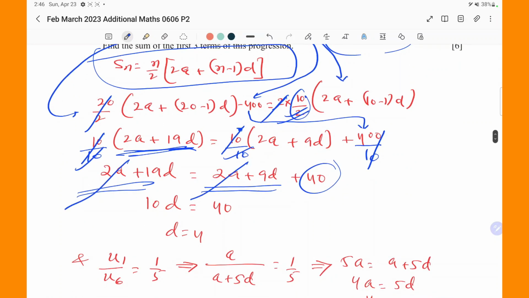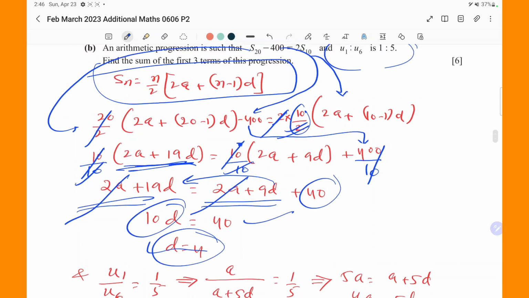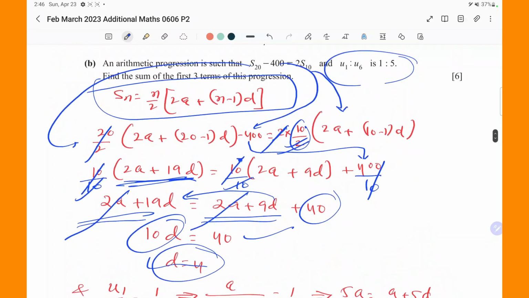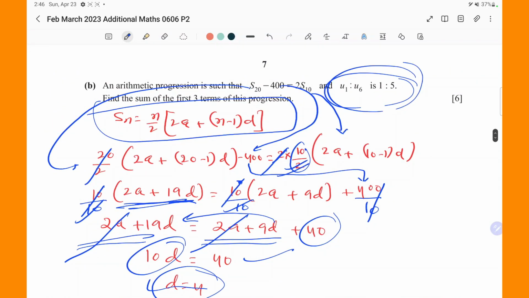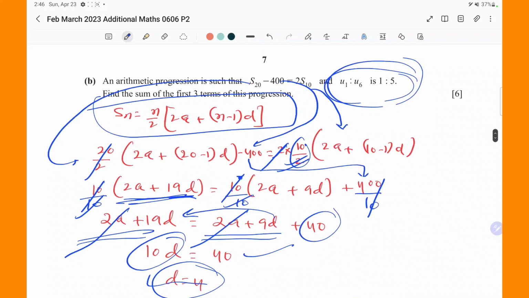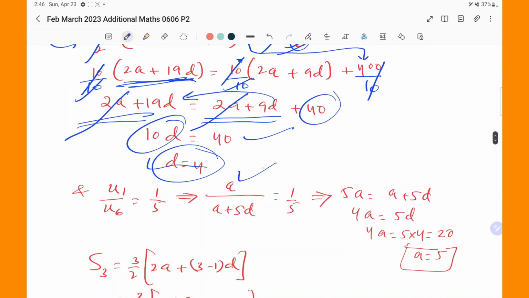Now 2a and 2a you can cancel, 19d and 9d, so just shift to left side. 19d minus 9d, which is 10d, and the 40, so d is 4. So now d is 4. After getting d, we can use this result. U1 ratio, U1 over U6 is 1 over 5. So U1 is a and U6 is a plus 5d, or a plus 6 minus 1 d, which is 5d.